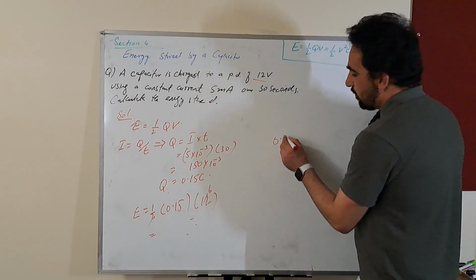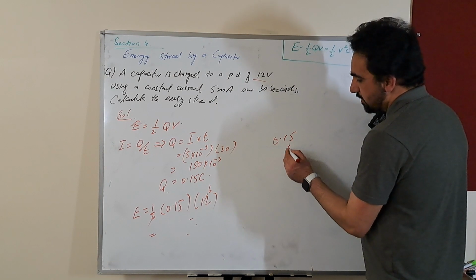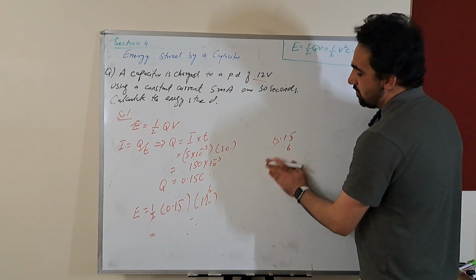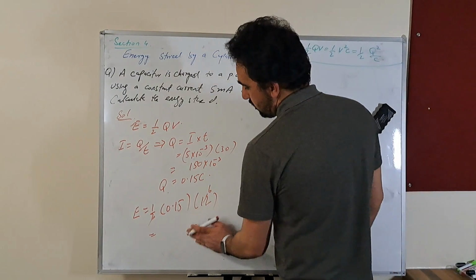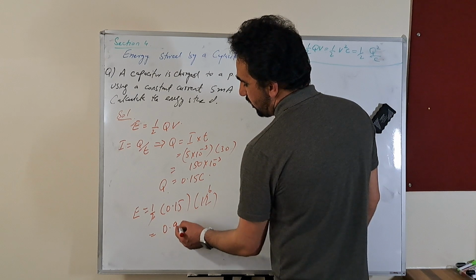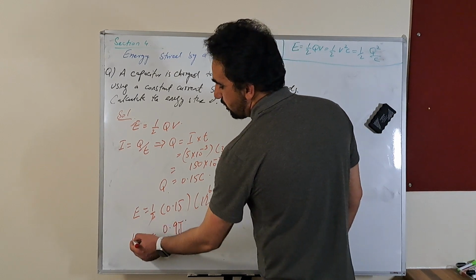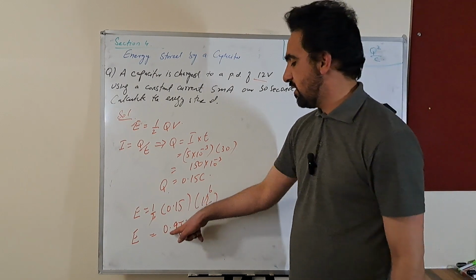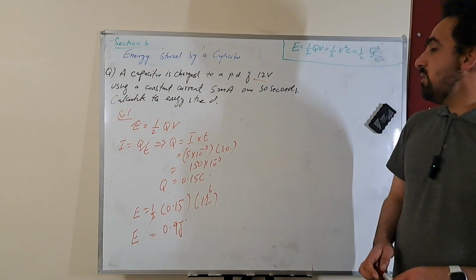So 0.15 multiplied by 6 is 90 and then 1 2, so 0.9 joule, not 9.0 joule. Okay, 0.9 joule energy is stored by the capacitor. Sorry for the multiplication mistake, so we got two numbers there. That will be 0.9 joule.